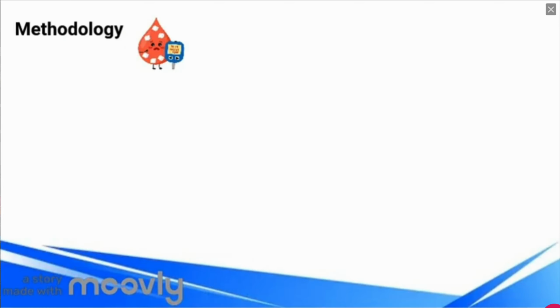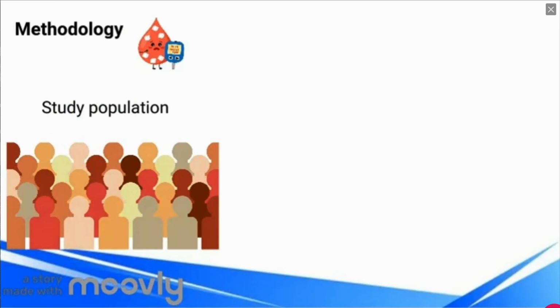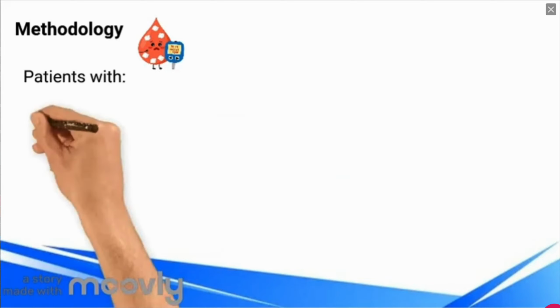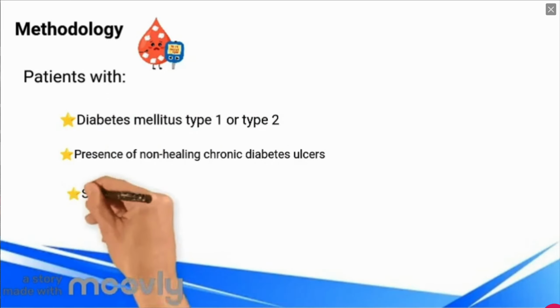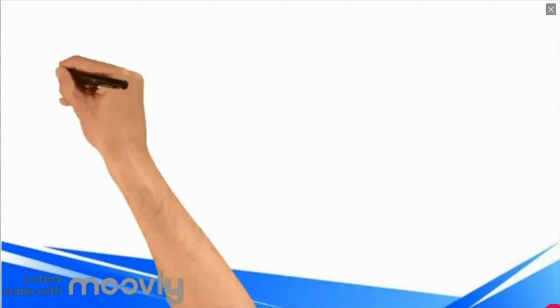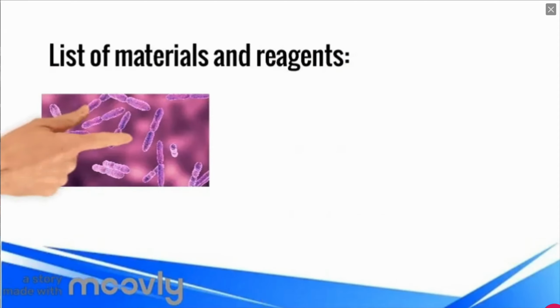The methodology of the proposal addresses the following. Study population: diabetic patients suffering from chronic ulcers, especially those with infected diabetic foot ulcers. The criteria are patients with diabetes mellitus type 1 or type 2, presence of non-healing chronic diabetic ulcers, and signs of active infection.